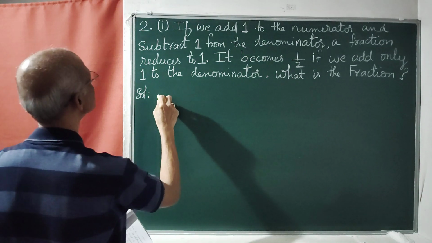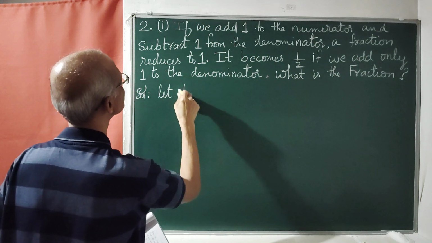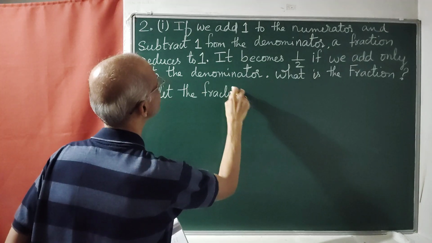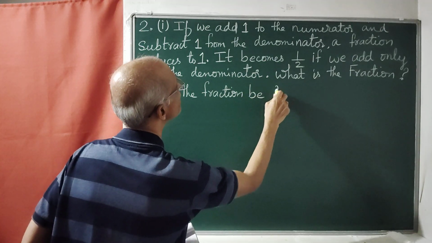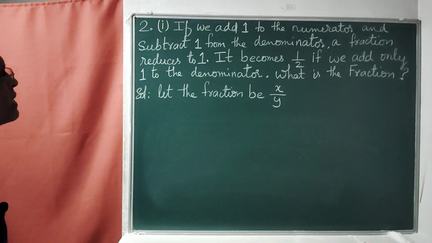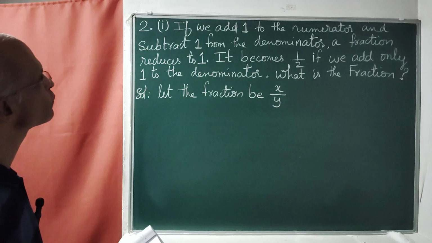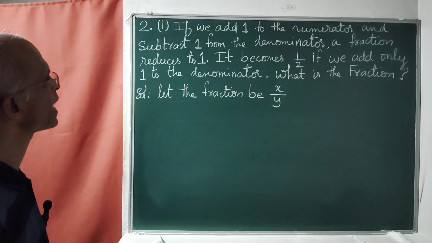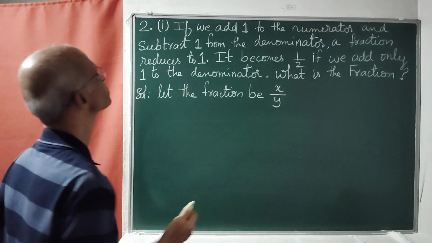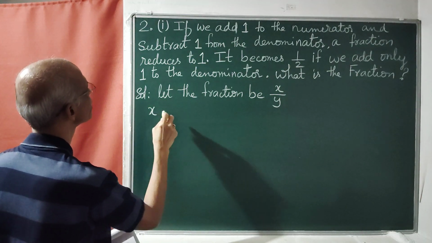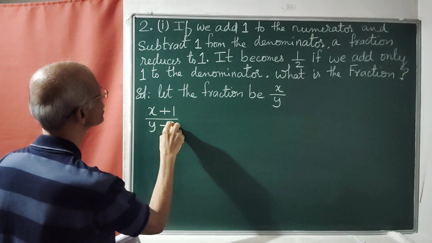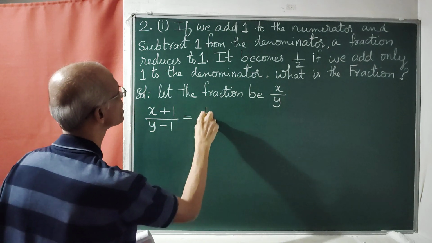So let the fraction be x by y. It is given that if we add 1 to the numerator and subtract 1 from the denominator, the fraction becomes 1. So, you are adding 1 to the numerator and subtracting 1 from the denominator, then the fraction will become 1.